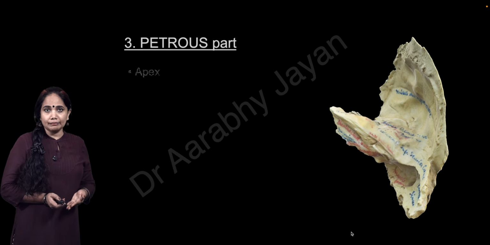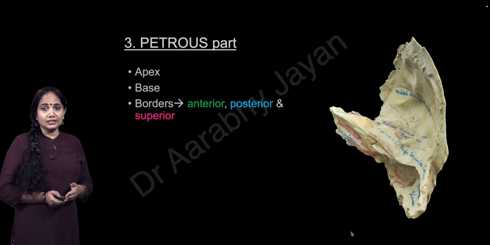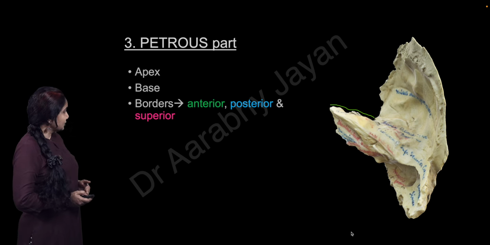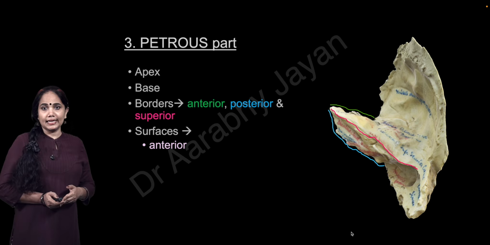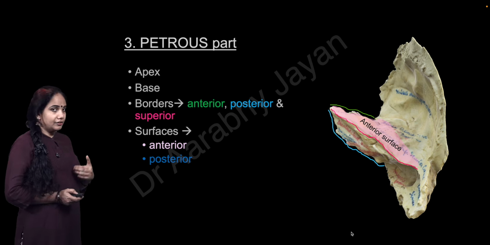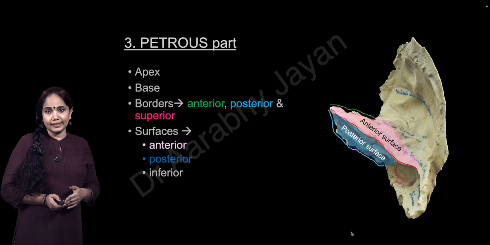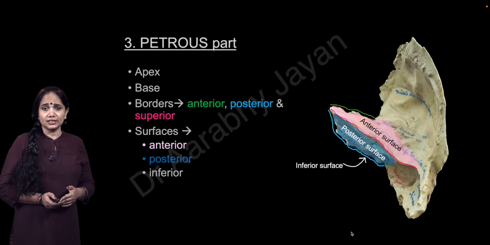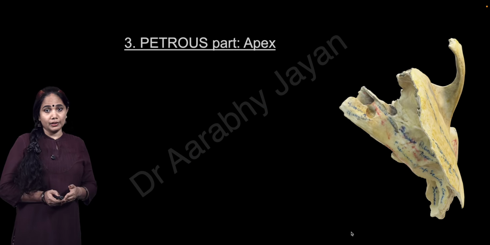Let's look at the other parts of the petrous bone. There is the apex, there is the base. It has got 3 borders. You can look at the anterior border over there in green. Then we have the posterior border, and of course we have the superior border. And in between these borders we have 3 surfaces. The anterior surface lies between the anterior and the superior borders over here, and the posterior surface lies between the superior and the posterior borders. In this view we cannot see the inferior surface which is lying underneath. So the inferior surface is underneath these 2 borders. Let us look at the features of each of these parts one by one.